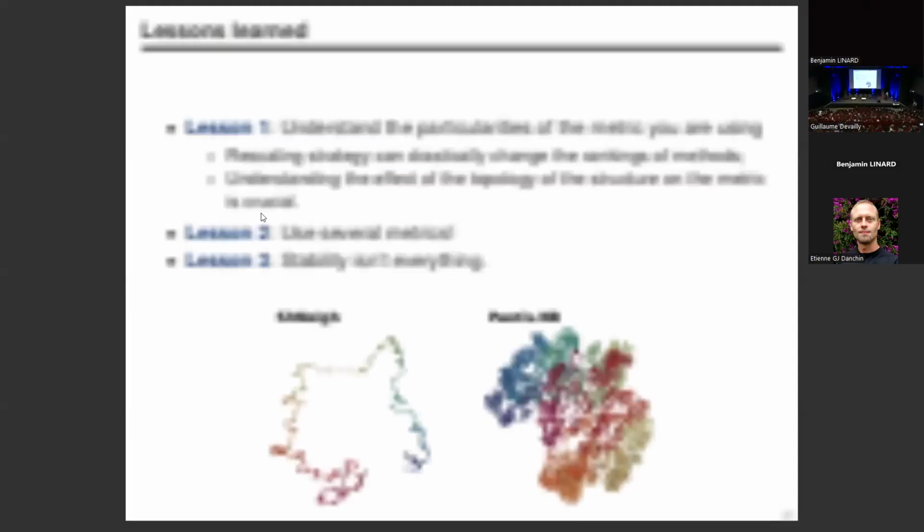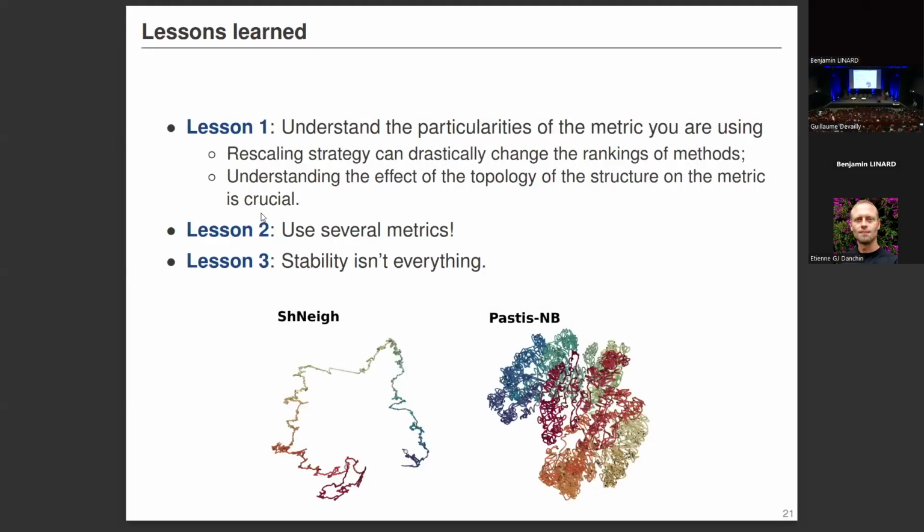And then the first one, which is obvious, right? But stability isn't everything. We need to make sure that it makes sense in terms of biology. And just Schnegg and Pestis NB have roughly the same RMSD scores, but the structures don't look at all alike.